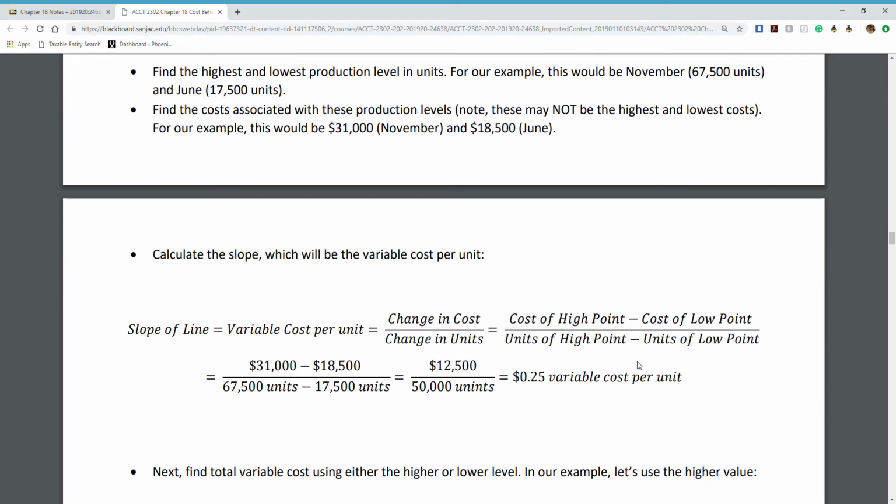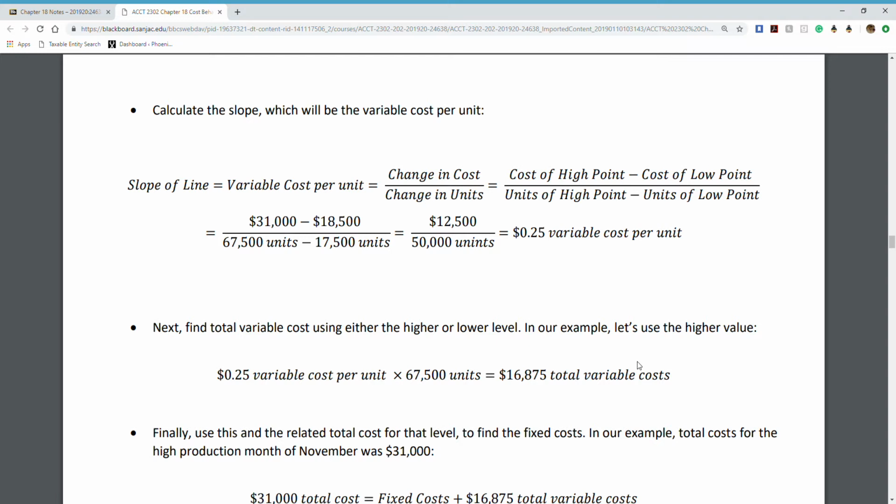So again, we're going to look at November and June. For November and June, it was 31,000 in November minus 18,500 in June, which gives us 12,500. And that's going to get divided by the high point, 67,500 minus 17,500, to give us 5,000 units.